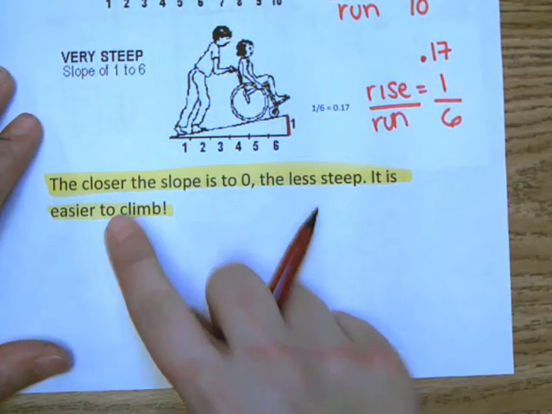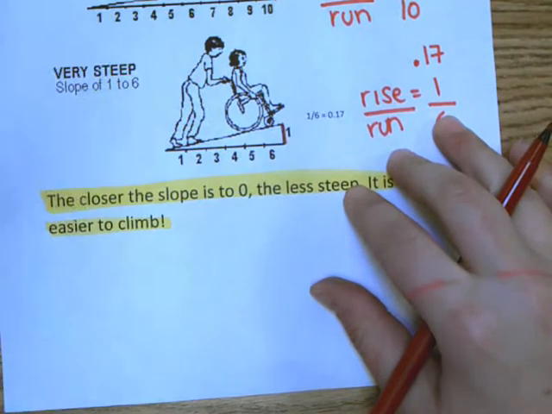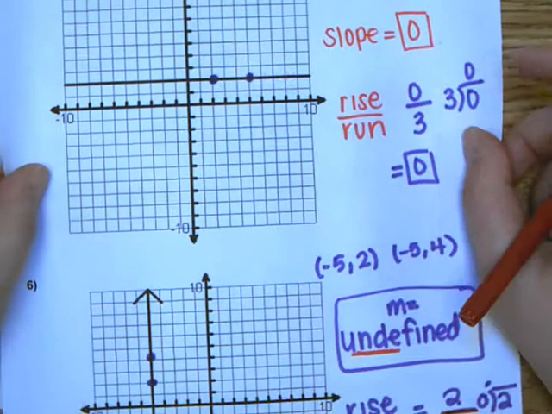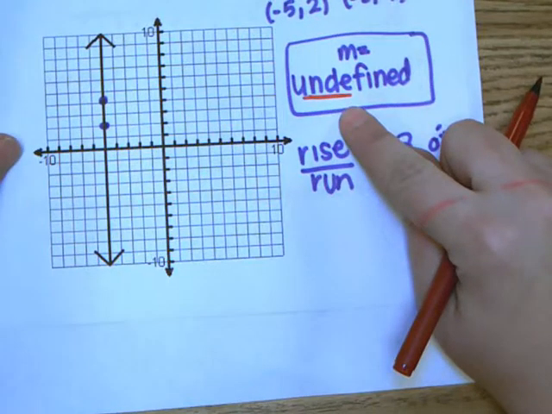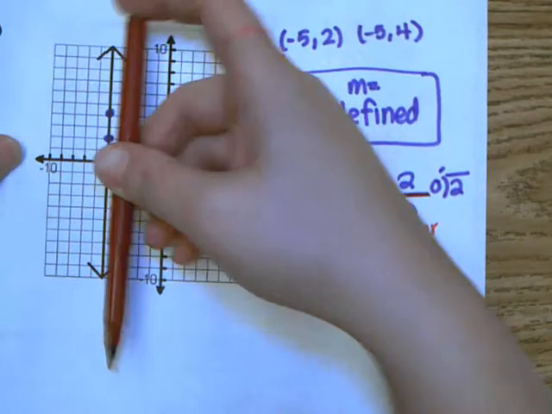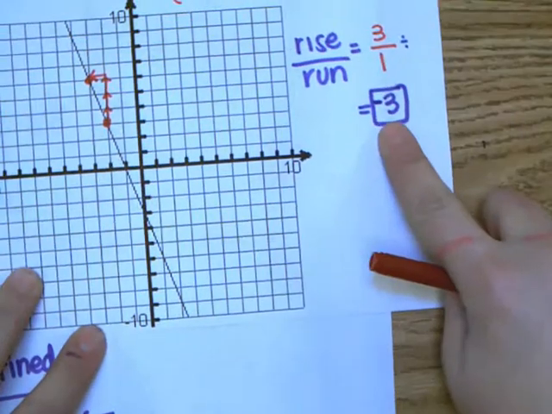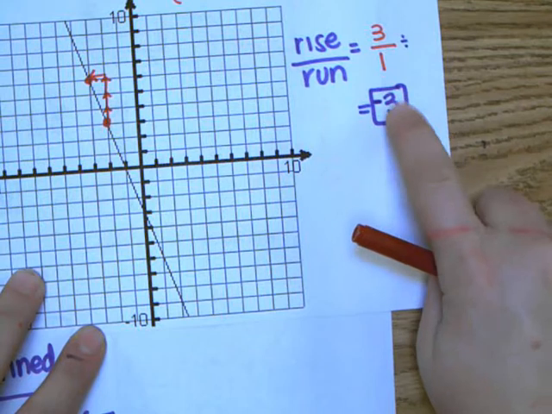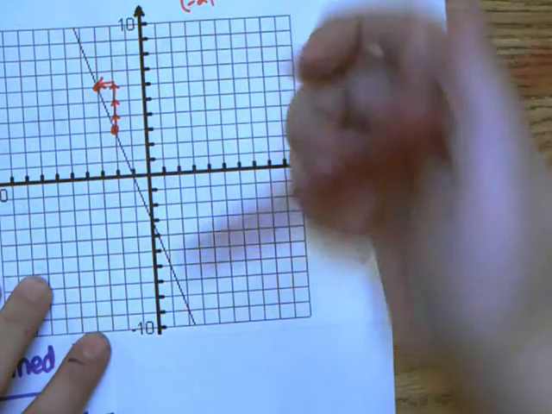Now notice, the closer the slope is to 0, the less steep it is. In other words, it's easier to climb. So when you're looking at your slope, the closer it is to 0, the more it should resemble a flat line. Just like this has a slope of 0, it's more flat. If it has a slope of undefined, if you were trying to climb that, that would be really steep and hard. This is more flat.